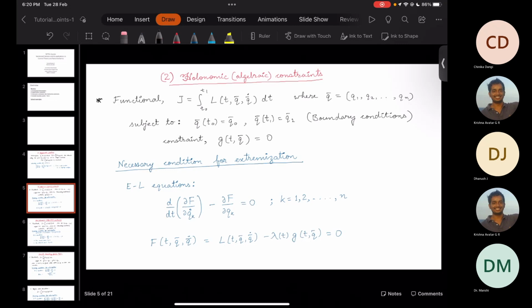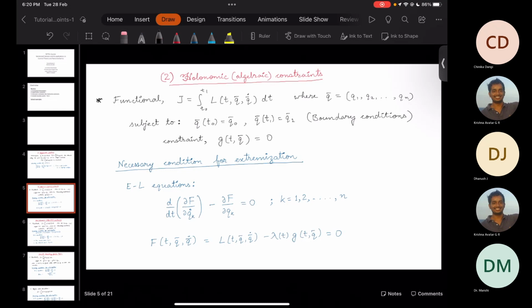The necessary conditions for extremization are given by the Euler-Lagrange equations, which are d/dt of the partial derivative of f with respect to q dot k, minus the partial derivative of f with respect to q k, equal to 0, where k is equal to 1 to n.